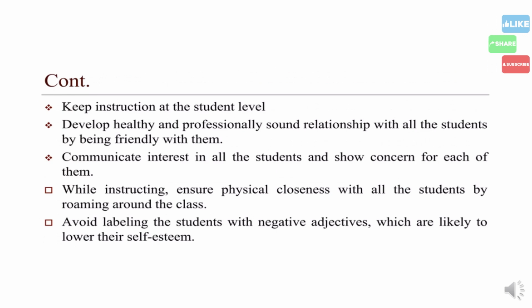The fifth one is keep instruction at the student level and develop a healthy and professionally sound relationship with all the students by being friendly with them, as well as communicate interest in all the students and show concern for each of them. While instructing, ensure physical closeness with all the students by roaming around the class. And the last point is avoid labeling the student with negative adjectives which are likely to lower their self-esteem.